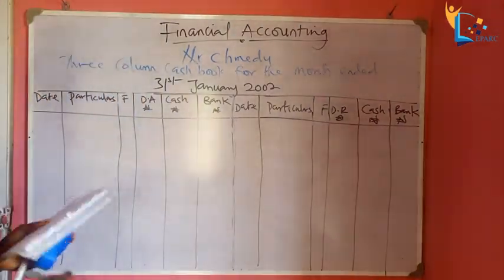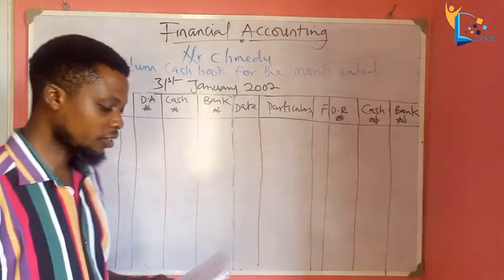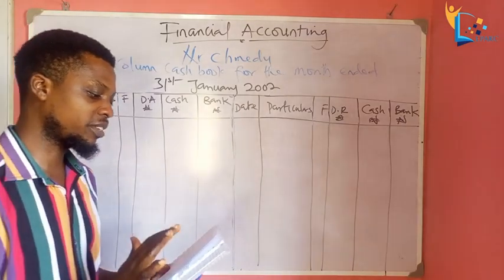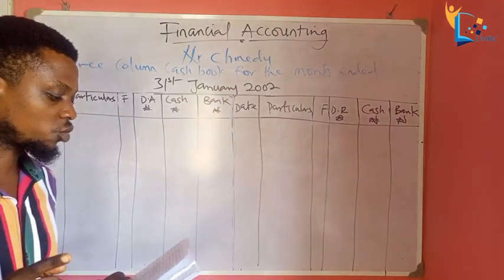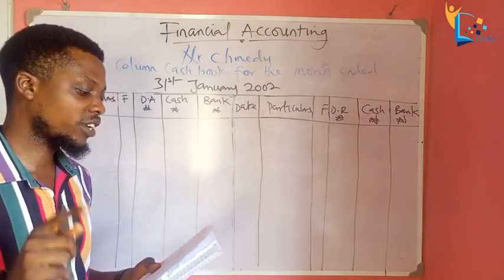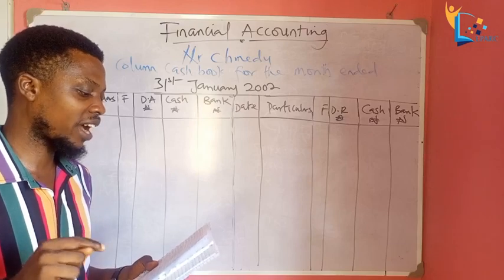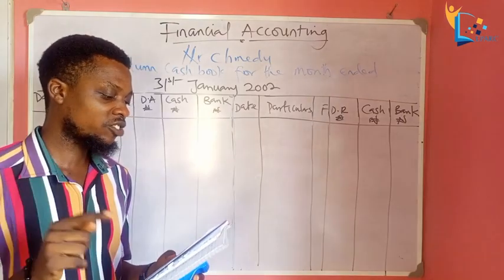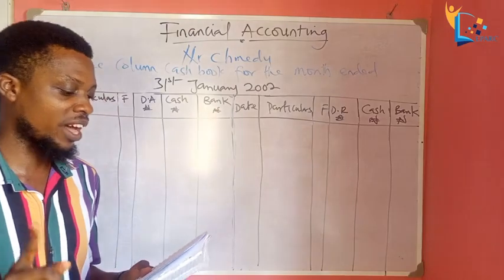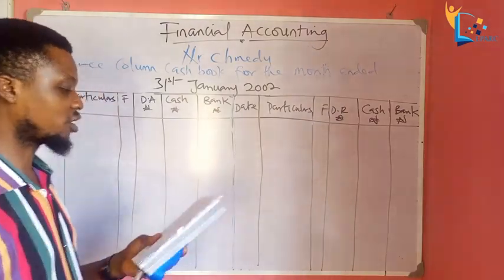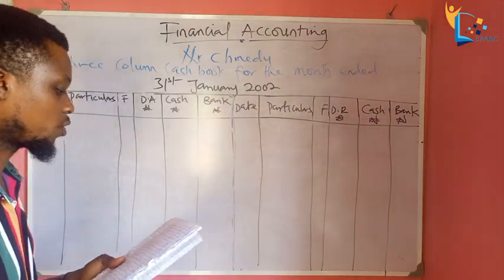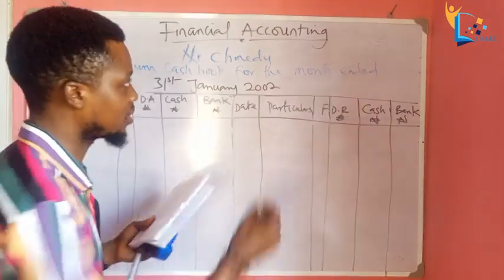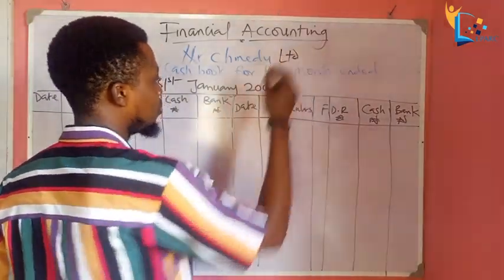All right, now let's start. Number one, on 1st January, let me start from the beginning. Mr. Chinedu commences business on 1st of January 2002 by transferring 720,000 from his private account into a bank account which he had opened for the business. His transactions for the month of January were as follows. So he transferred 720,000 to his business account, maybe Mr. Chinedu Limited. Let's put Limited so that we'll differentiate it from his private account.